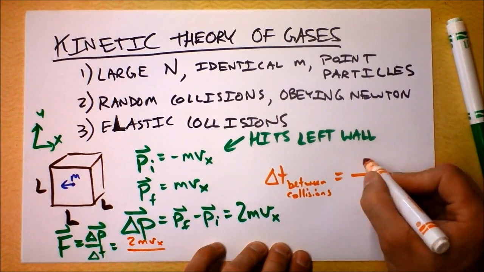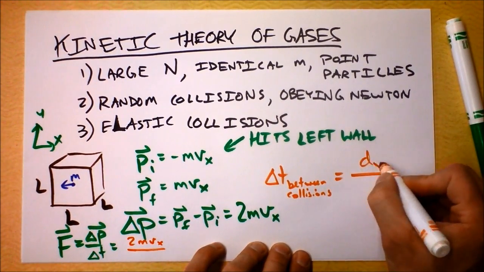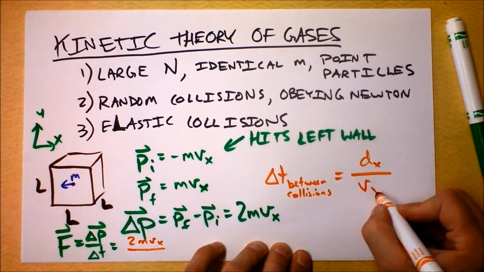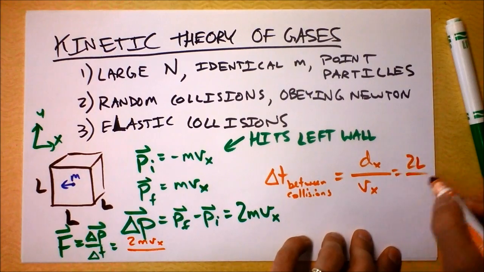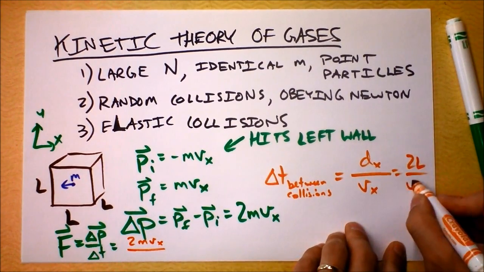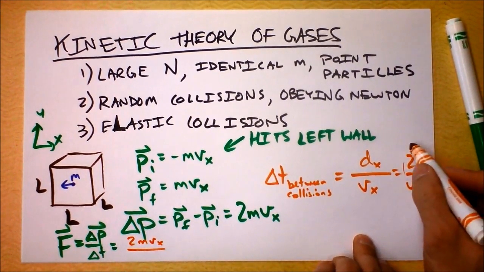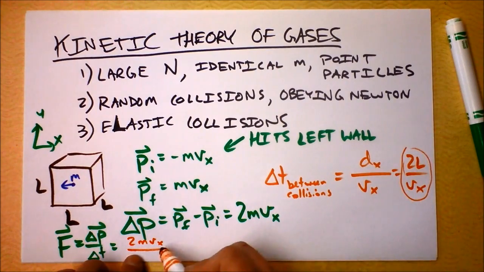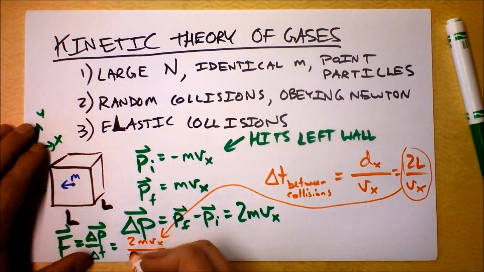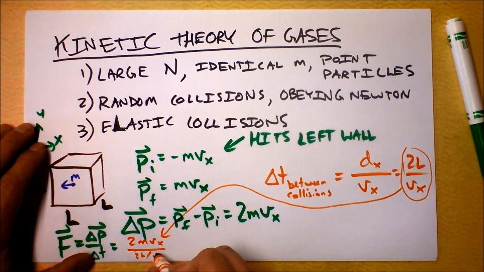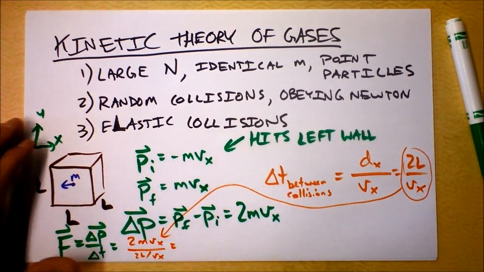And the distance that it goes in the x direction, I'll put d sub x, and the velocity in the x direction. The distance it has to go in the x direction is 2L, and the velocity in the x direction is what I'm just calling v sub x. So I can take this and plug it in down here. So I will divide by 2L over v sub x, put another equal sign here.